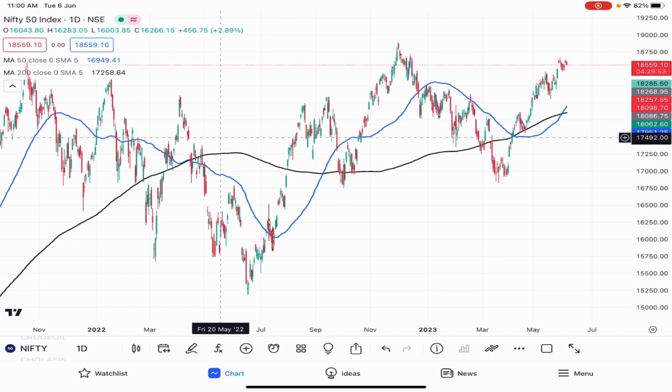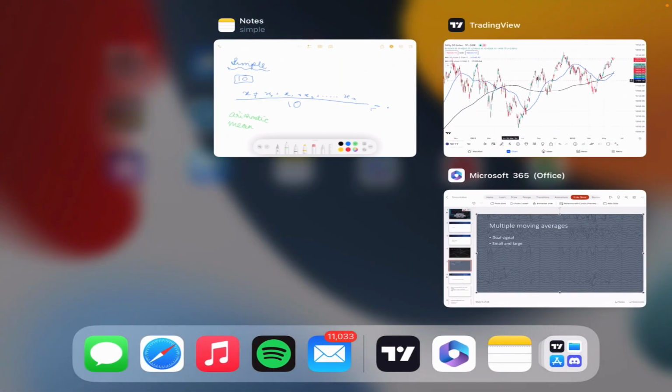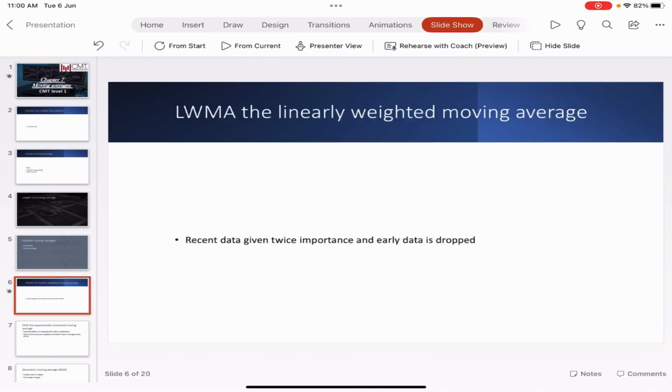Hope that's clear now. Let's go to the next topic, LWMA. So this is the linearly weighted moving average. Before this we saw what a simple moving average is, and how to calculate it. It is just a plain basic mean, or plain basic average. Now we are going to start with the linearly weighted moving average, the LWMA.